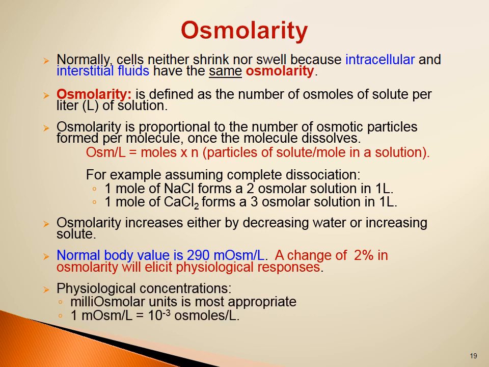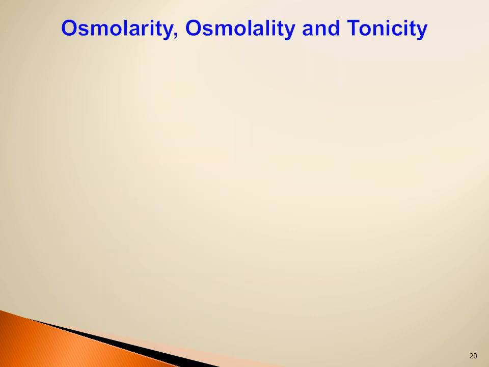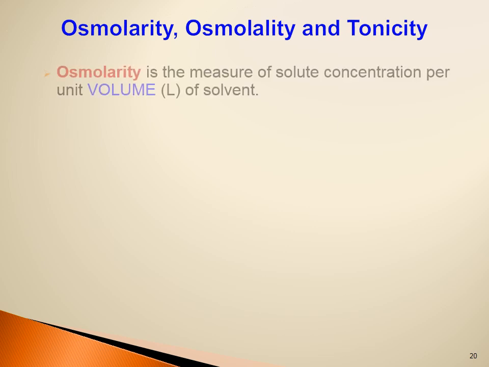Physiological concentrations in our human body, we don't talk about osmoles per liter, we talk about milliosmoles per liter, which is 1 over 1000 of osmoles per liter. Now, what are the differences between osmolarity and tonicity? Most of the time these terms are a bit confusing to students, so let's make things simple here.